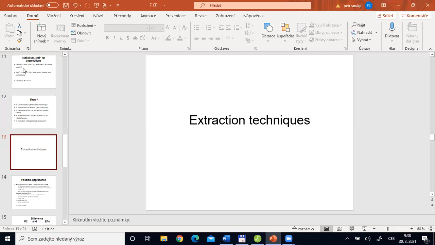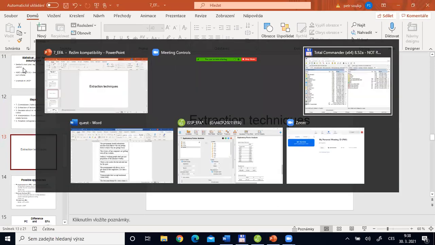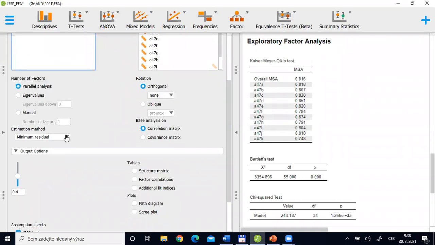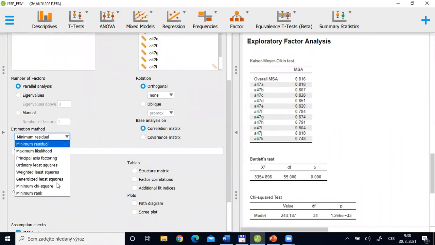It means about extraction techniques. There are many options. If I skip into JASP, you can find these extraction techniques here in the estimation method. If you open this dialog, you can see quite a long list, and of course different packages offer different lists of these estimation techniques.